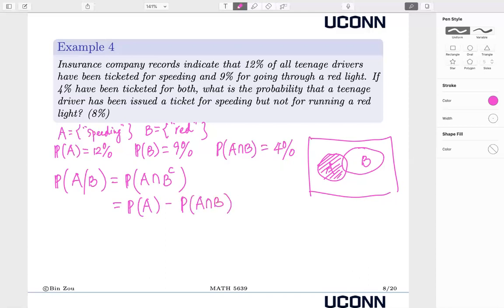Right, it's very easy to see that A can be separated into 2 disjoint parts. The first part is the probability we are trying to calculate. The second part is the intersection part, right? So we know A, we know the intersection, so we immediately know this is just the 8%.